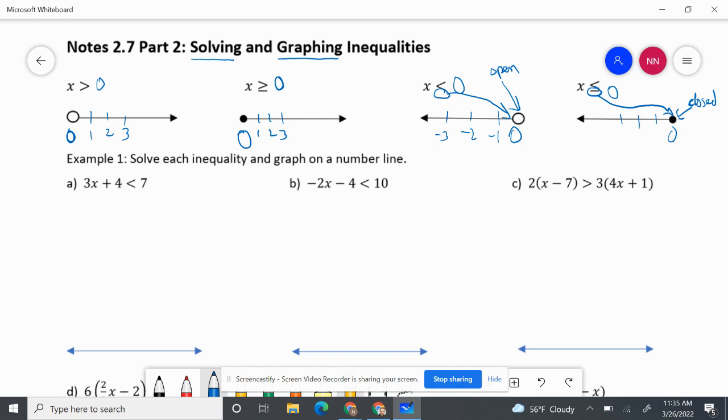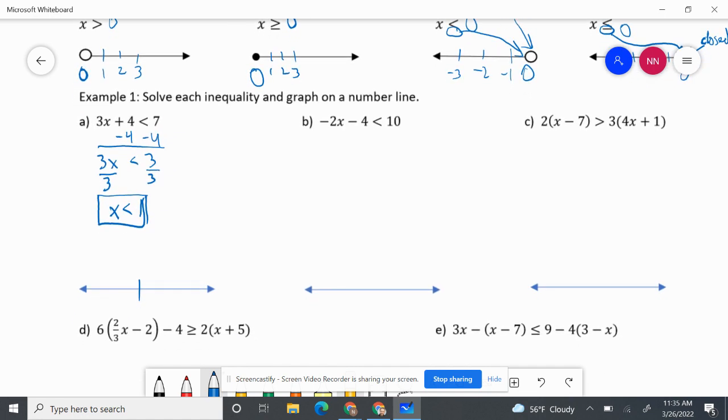So for example, we're going to solve each inequality and we're going to graph it on a number line. For the first one, we're subtracting the 4, and that gives us 3x is less than 3. We divide it by 3, and we get x is less than 1. So that right there is our answer. Now what we're going to do is graph it on the number line. I'm going to put 1 in the middle. I'm going to put an open circle. Open circle because we're not including the value, and since it's less than, it's going to be to the left.